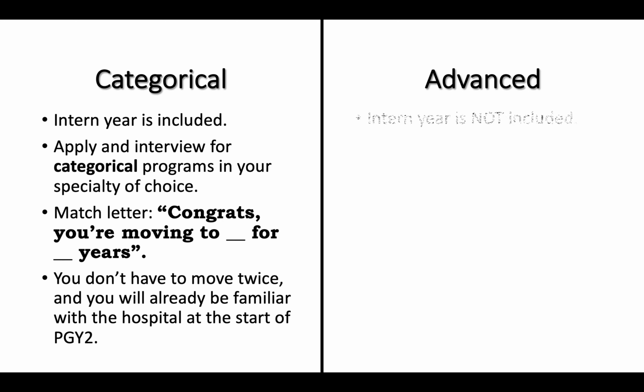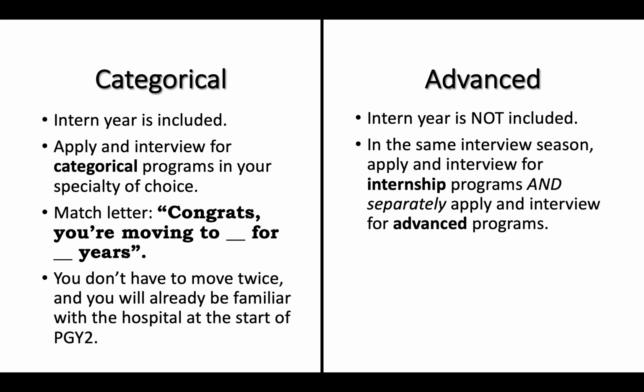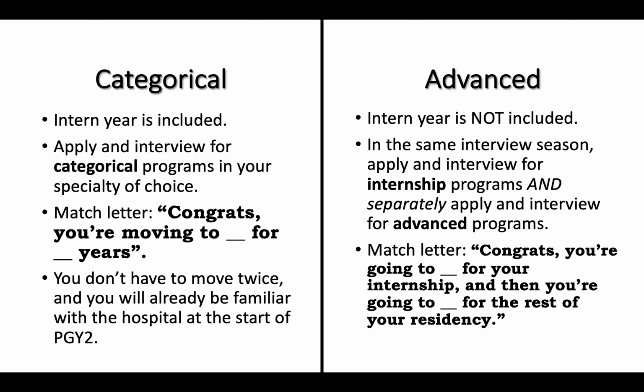The other option is to do your intern year in one program and do the rest of your residency years somewhere else. And this is your advanced option. When you apply for residency with the advanced option, you'll have to apply to a bunch of places for your intern year, in addition to applying to a bunch of the advanced programs. And you'll do interviews at both. And this all happens within the same interview season. So when you open your letter on match day, it'll say something like, "Congrats, you're going to blank for your internship, and then you're going to blank for the rest of your residency." I actually have no clue what a match letter looks like, but that's the gist of it.